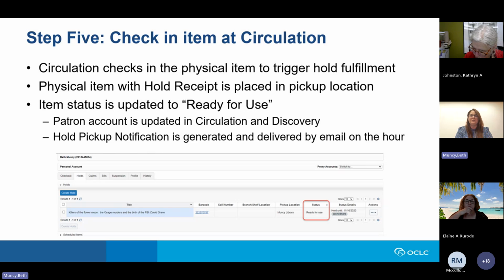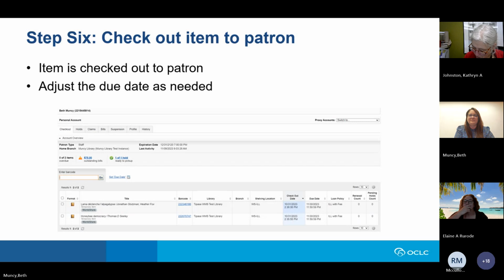Now, nothing stops a patron from seeing the hold being ready in Discovery. If they happen to log in and are checking their account, they would see that it is already ready for them, and they can pick it up before the notification goes out if they're on campus or close by. Our patron comes to pick up the item, and we check it out to them. Just like you check out anything else to a patron account, you will then check out the ILL item. You'll use the request ID or whatever you're using for the barcode, enter into the barcode field in circulation, and adjust the due date as needed.